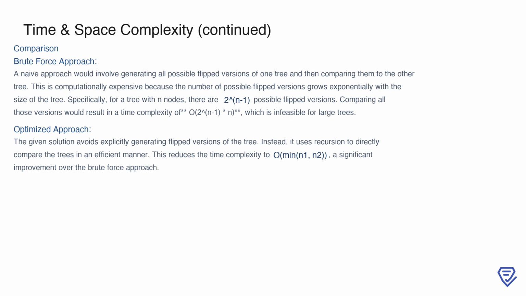In contrast, the optimized solution avoids generating these flipped versions altogether. Instead, it uses recursion to directly compare the two trees, making the process much more efficient. This reduces the time complexity to O(min(n1, n2)), which is a significant improvement over the brute force approach.